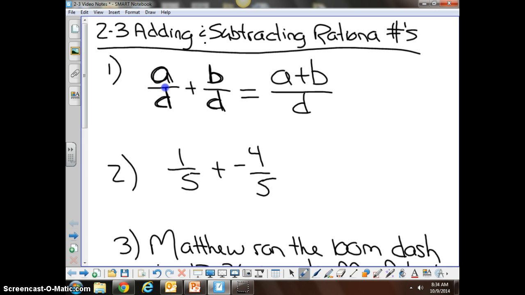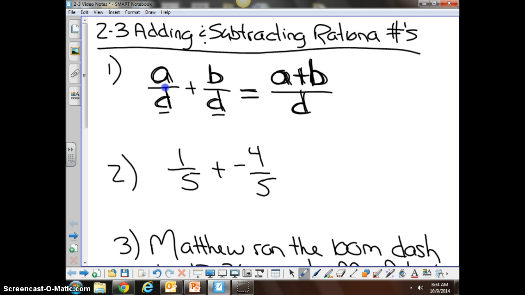When adding fractions, you add the first numerator to the second numerator if the denominator is the same. In this case, d and d are the same, so therefore all we have to do is add both numerators, a and b, together to get our final answer.